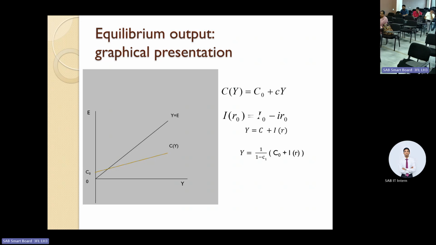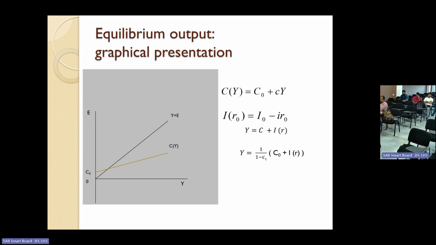Then our investment function, we take it as I0 minus I1 R. Can you remember what I0 is? That is autonomous investment. I1 means the sensitivity of investment. R means the interest rate.